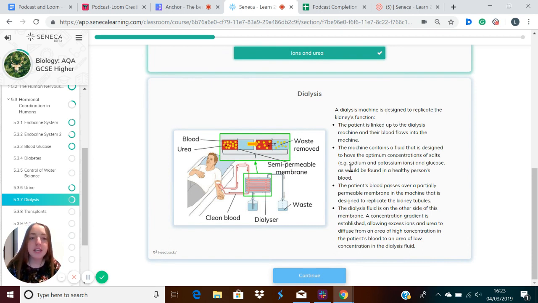The dialysis machine is designed to replicate the kidney's function. So the dialysis machine is made up of a fluid, which has the optimum concentrations of salts, and it has a partially permeable membrane. The patient's blood passes on one side of this membrane, and the dialysis fluid passes on the other side of the membrane. So then the concentration gradient is set up between these two fluids, and then you get exchange of materials between them.